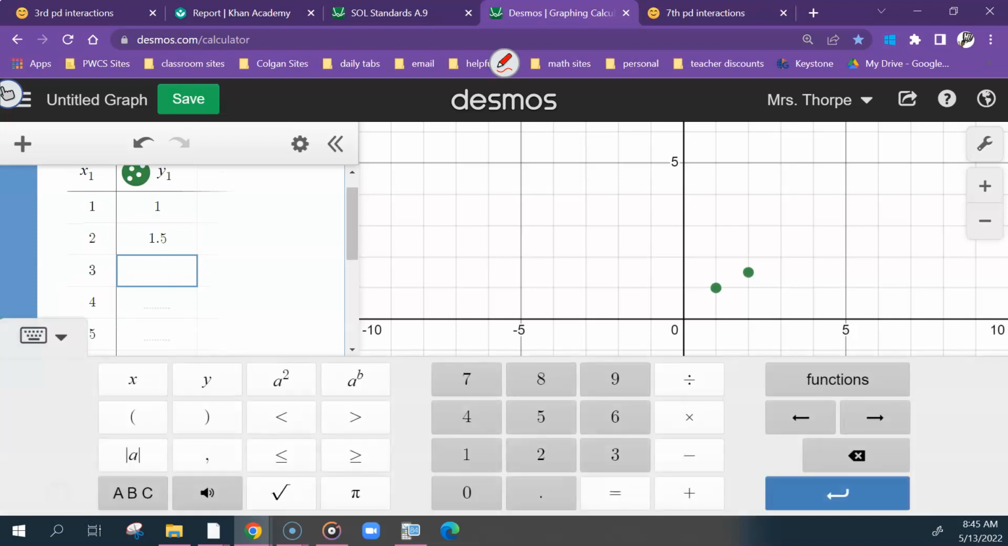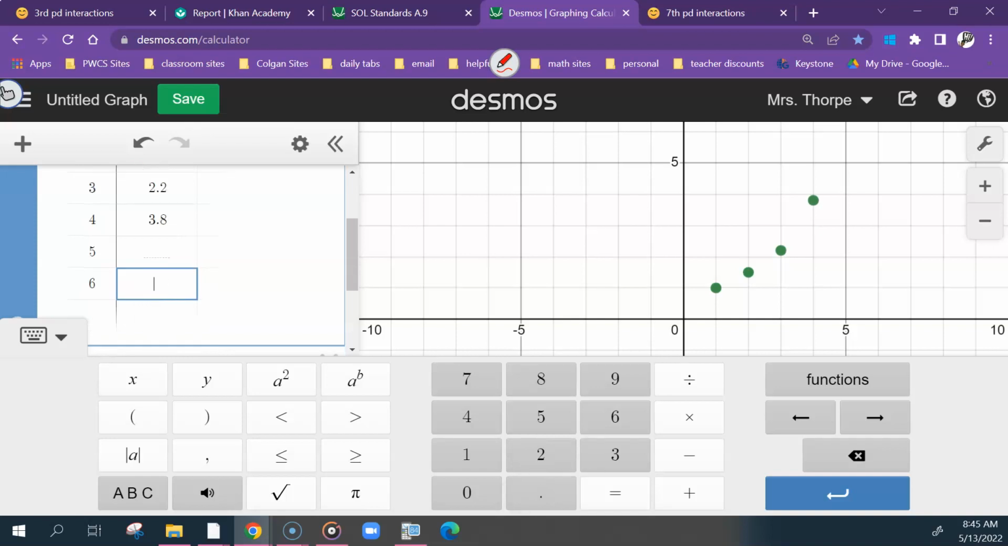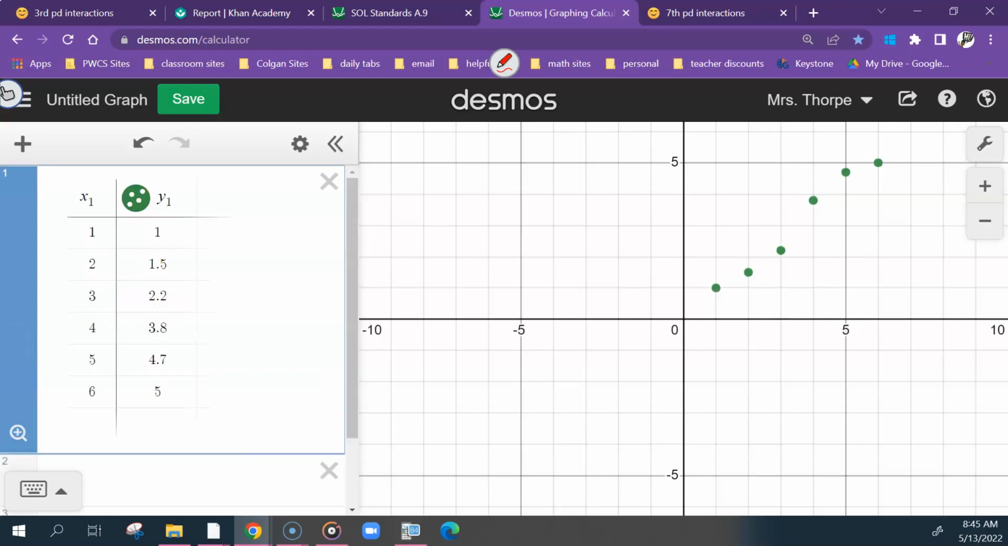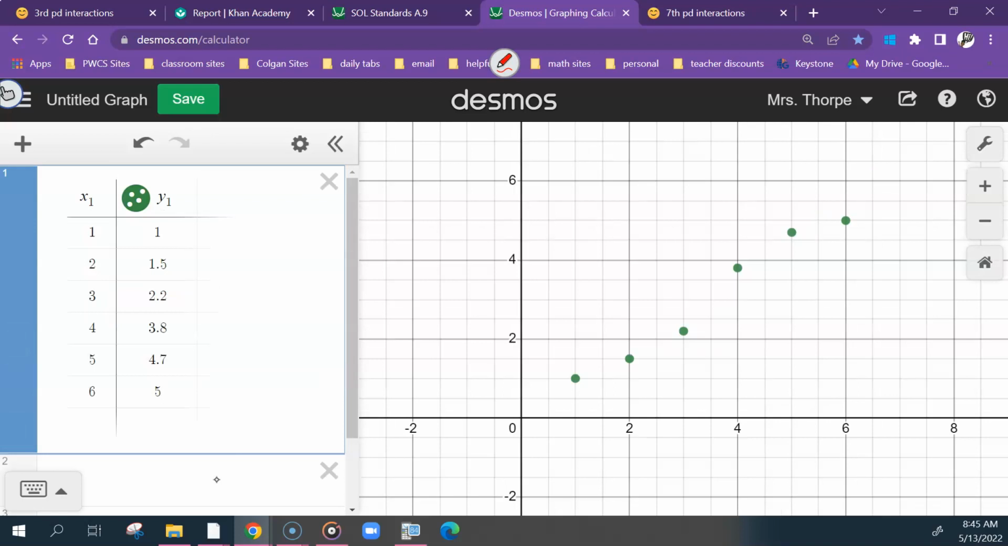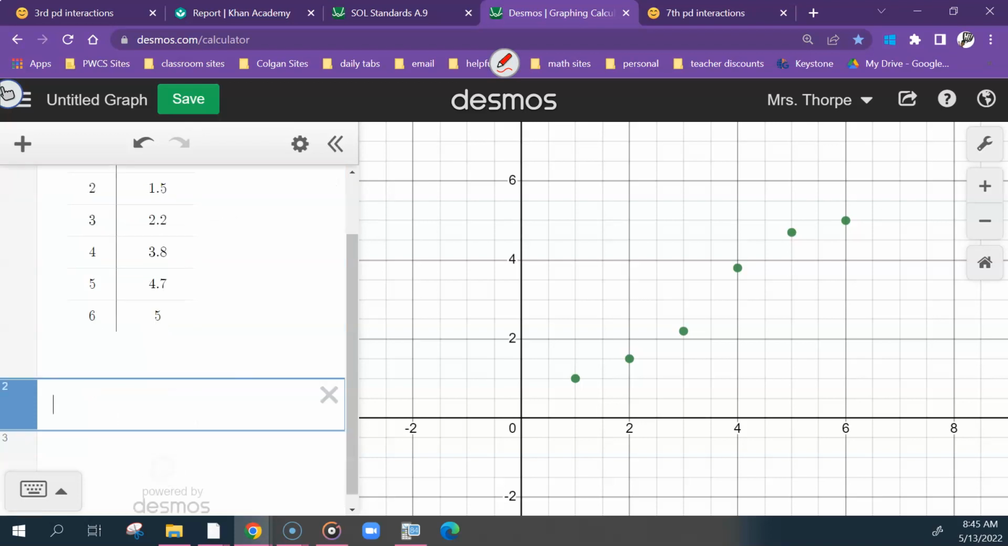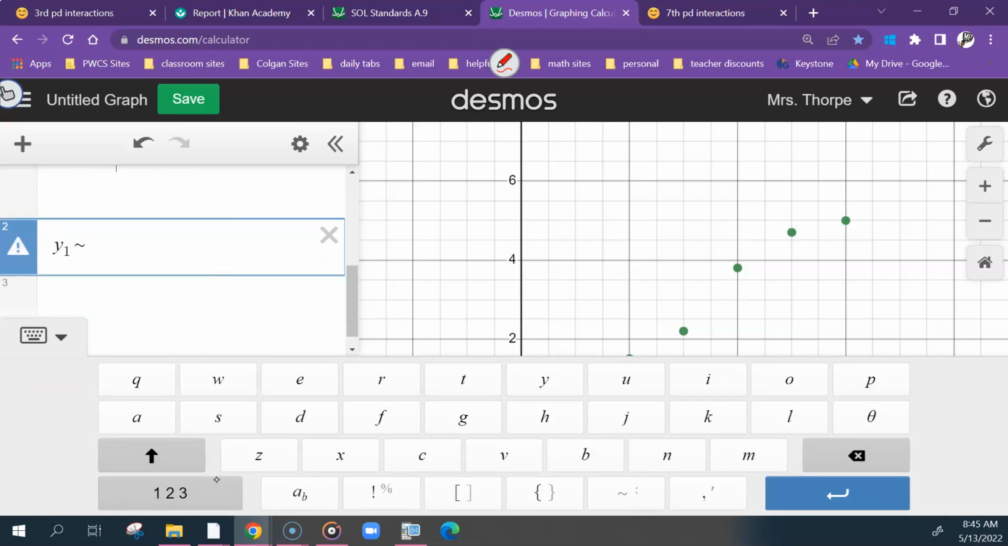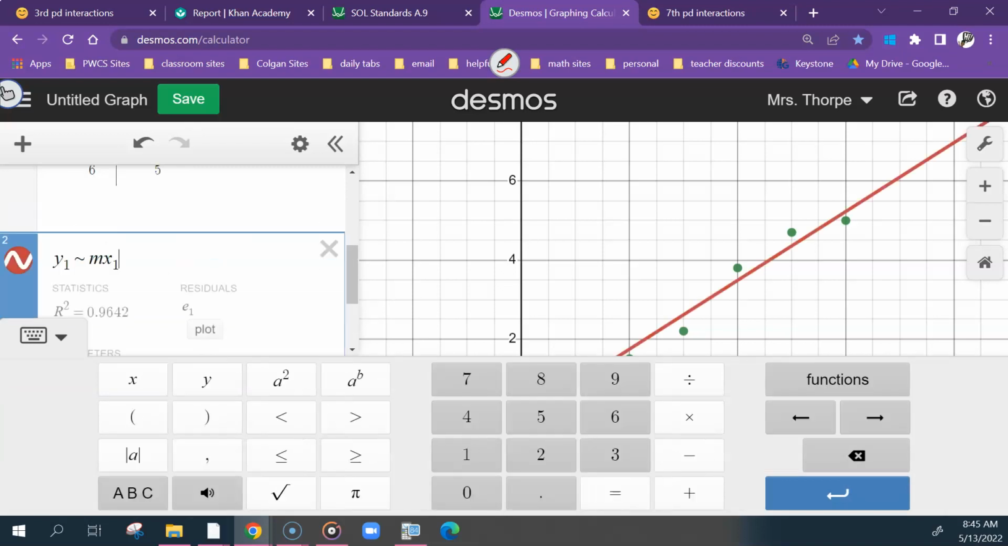3, 2.2, 4, 3.8, 4.7, and 6. If you need to, I don't know if this will be available on the SWO, but hit the plus so you can see where your line is. You have to know the equation to put in, so your y1 tilde mx1 plus b.